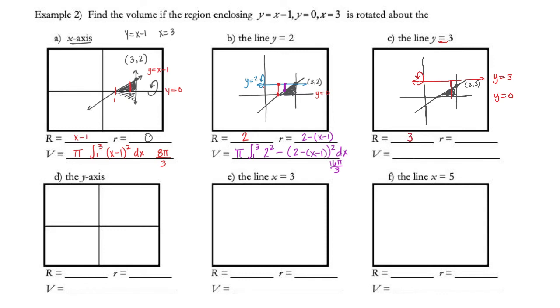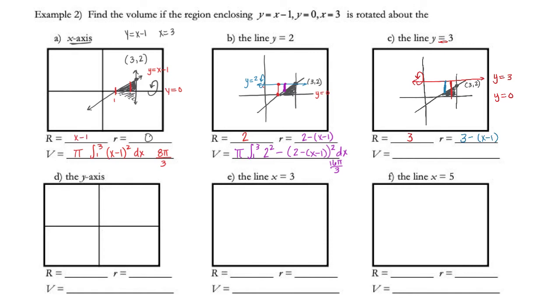And now we need to find little r. And again, I know little r exists because my axis of rotation and my bounded region are not flush. So here we're going to be from here to here. And so that's going to be from 3 down to my function, which was x minus 1.